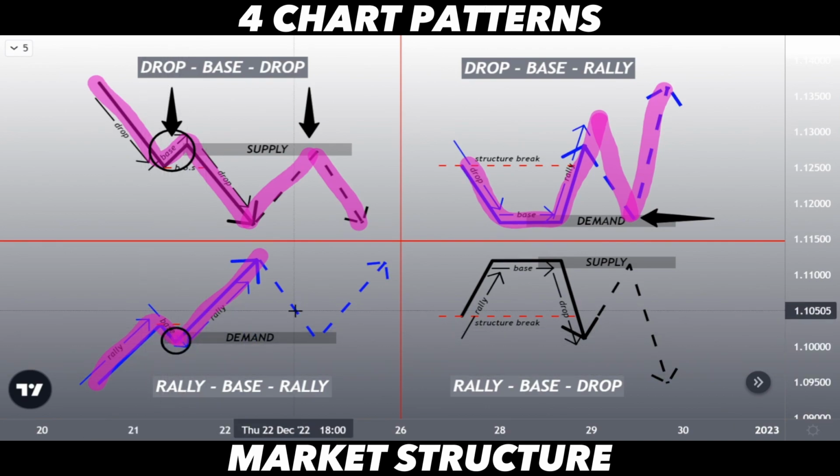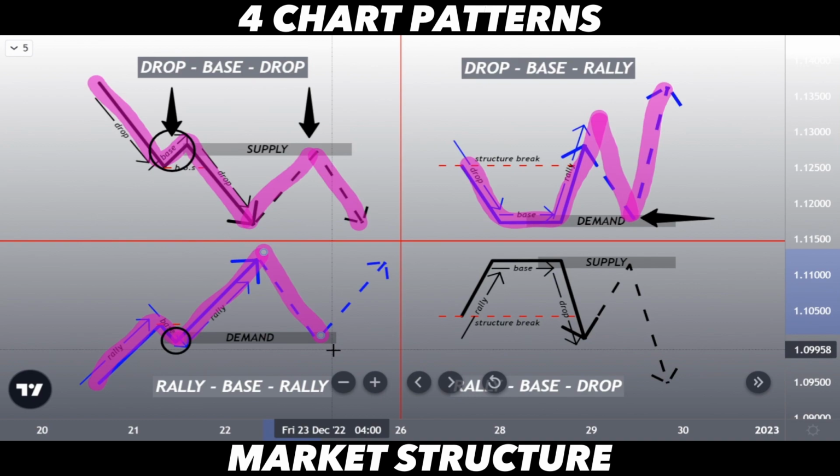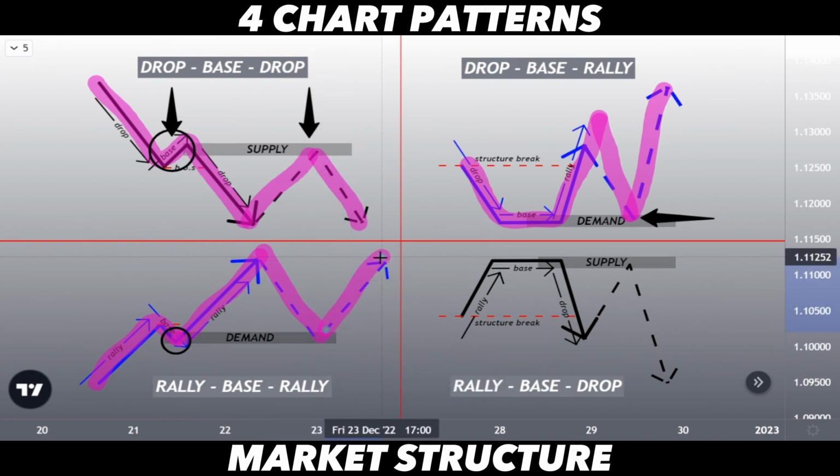So at this moment, all we're going to do is wait for the price to retrace towards our demand zone. Once the price has reached that level, we just wait for a rejection. And from this rejection, we can now place our entries around this level and buy, just like so.